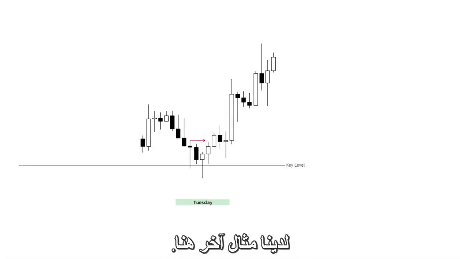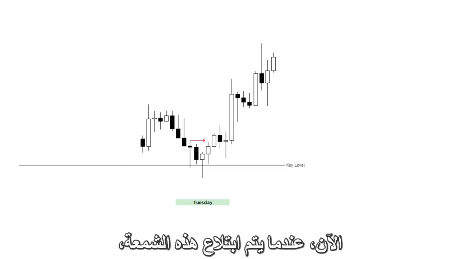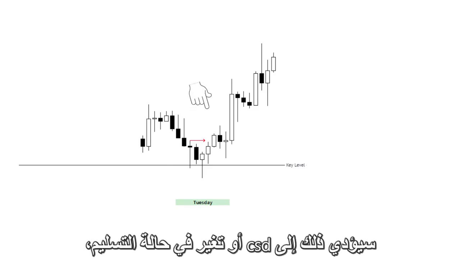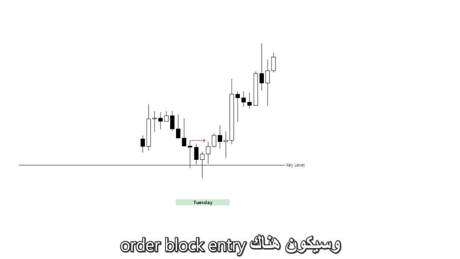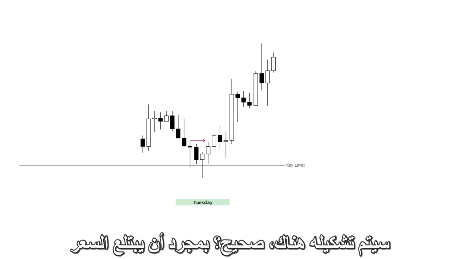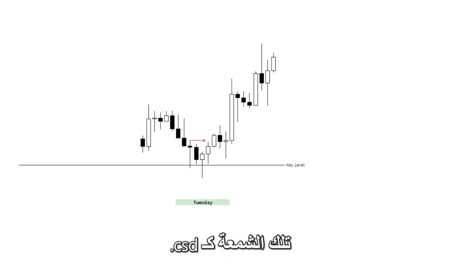We've got another example right here. You can see that we formed this low first, and then price came down below to purge that low with this particular candle, right? Now when this candle gets engulfed, that would result in a CSD, or a change in the state of delivery, and an order block entry would be formed there, right? Once price engulfed that candle as a CSD, right, you can see that price came down below, it tested the order block, and then price expanded higher.